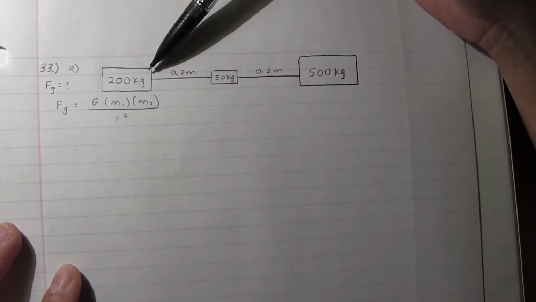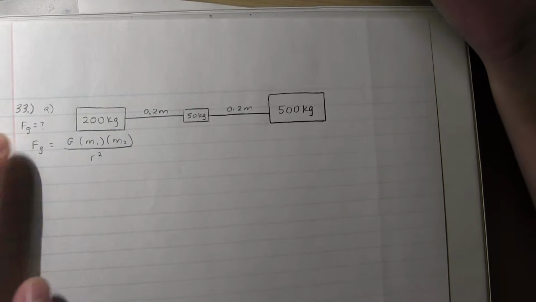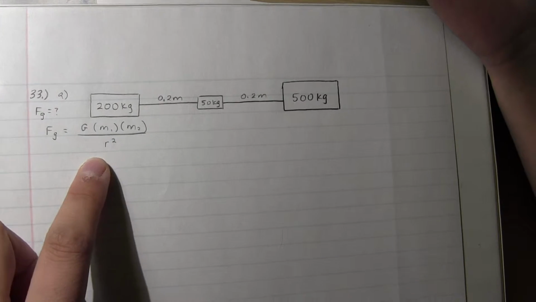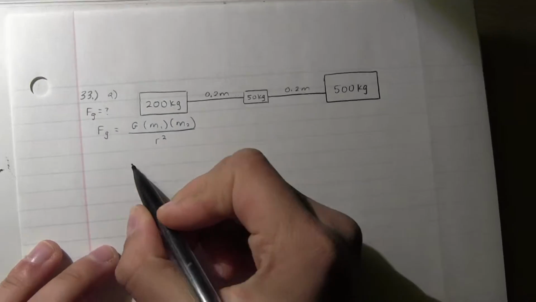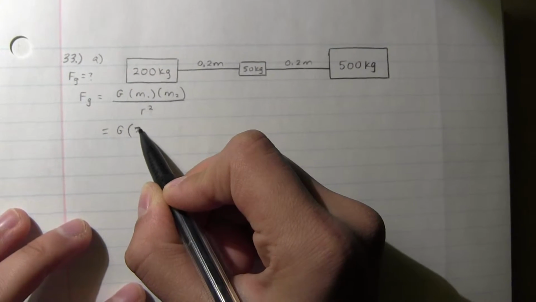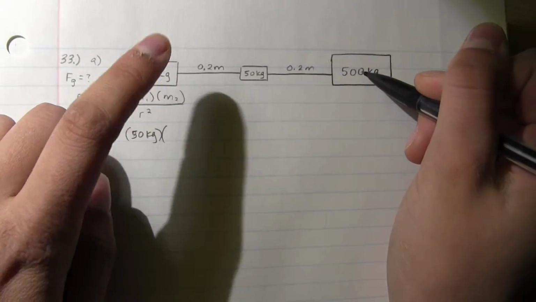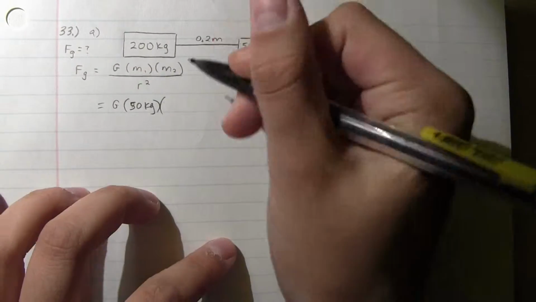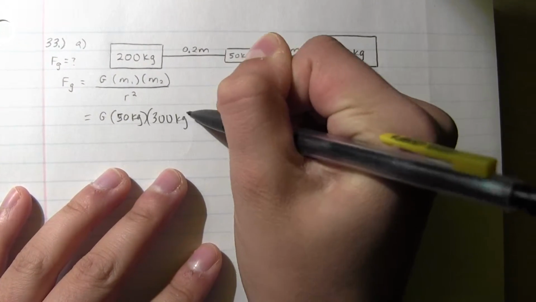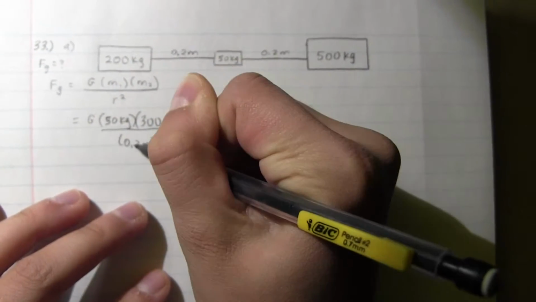So over here, I've already drawn my picture. I have my 200 kilogram object, 50 kilogram object, and 500 kilogram object separated 0.2 meters. And A is asking for the gravitational force. So I've already written down my equation, and I'm just going to plug in what I know. So G is the constant. M1 I have as 50 kilograms. And M2, I'm going to subtract my 200 from my 500, so that gives me 300 kilograms. And at the bottom here, I have 0.2 meters squared.